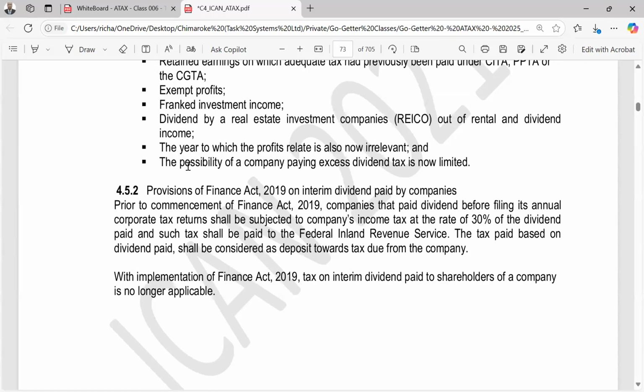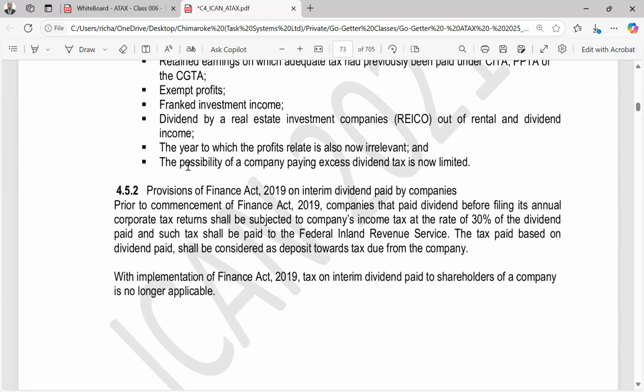Now, provisions of Finance Act 2019 on interim dividends. Interim dividends are the dividends you pay before the end of the period. Because you are trying to be precautionary, you pay a particular amount. Let's say the total dividend was 1 million. You decide to pay 40% of that 1 million, which is 400,000, as interim during the year.